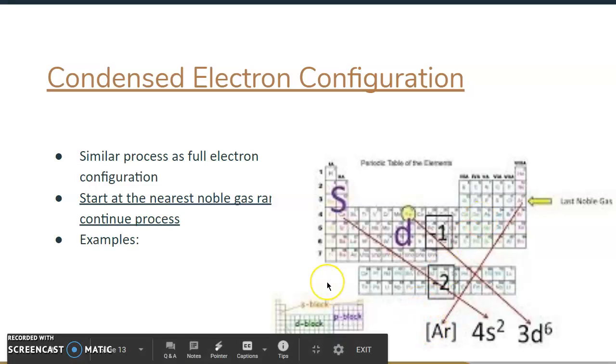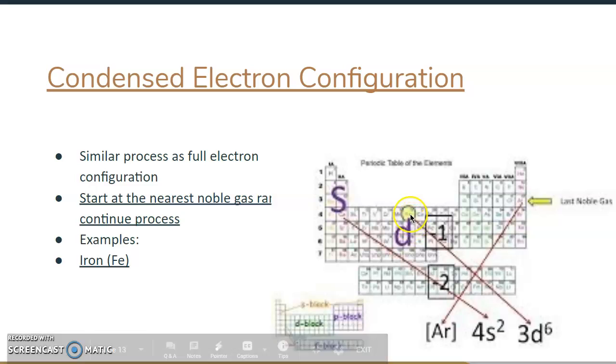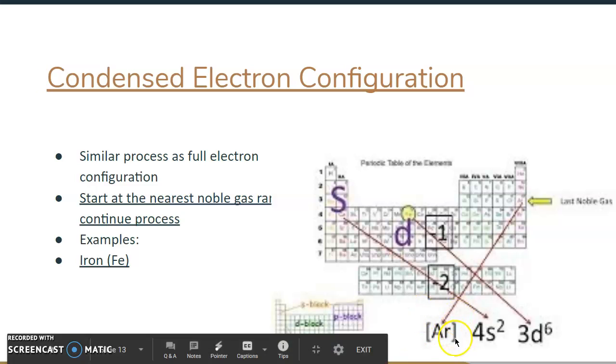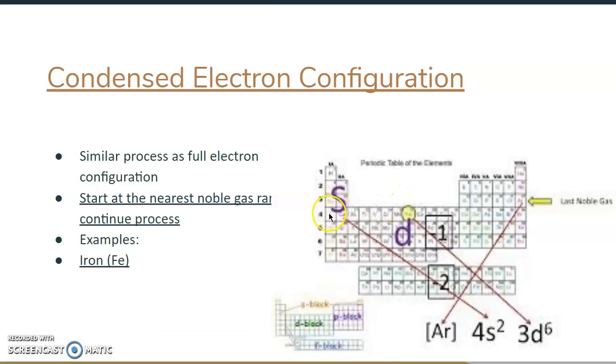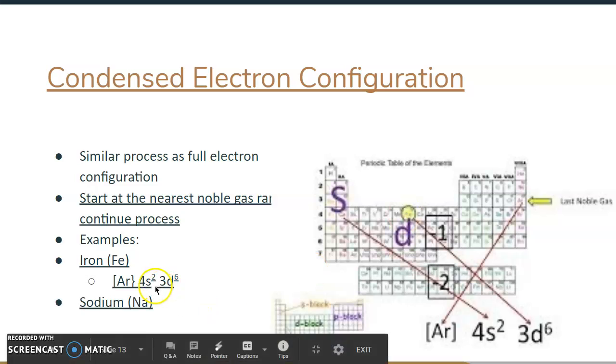So for example, if we wanted to do iron, which is actually done in this picture, it's right here on our table. We would start with this noble gas, which is argon, and put it in these brackets. So argon, and then we just go through our normal next lines, which would be 4s2, and then 3d6. So it's very similar to before.